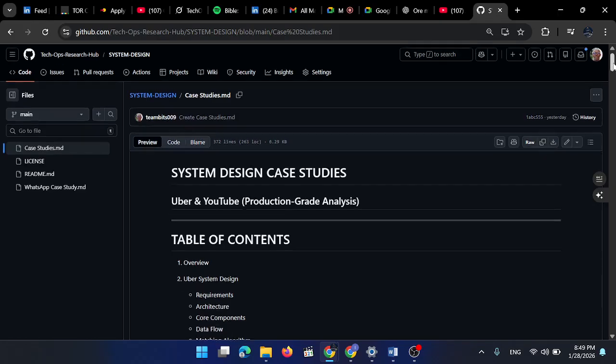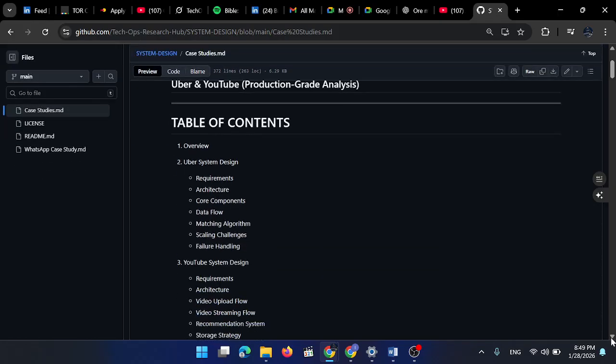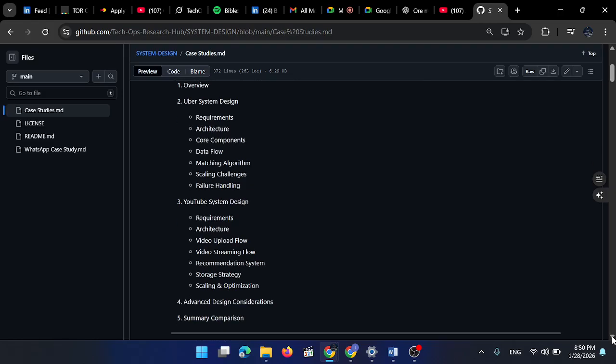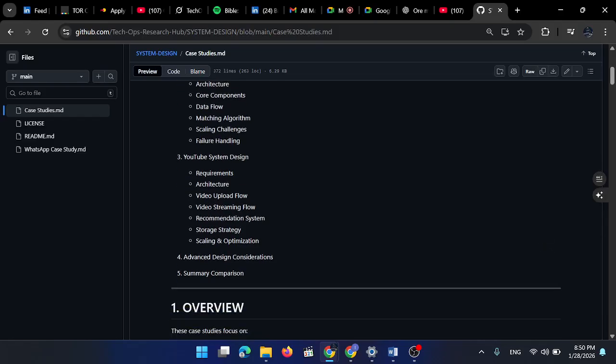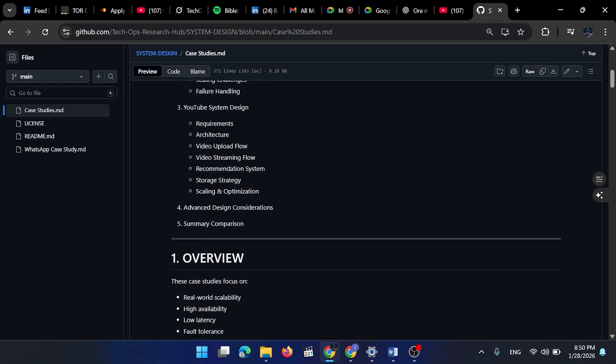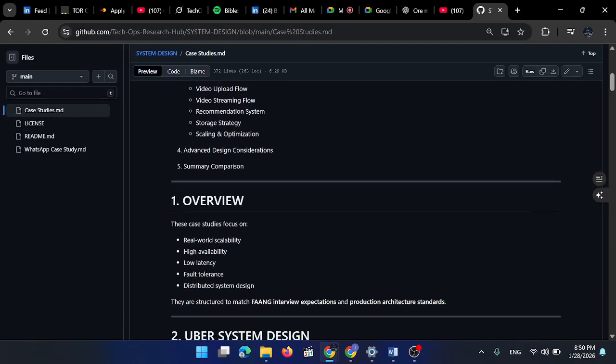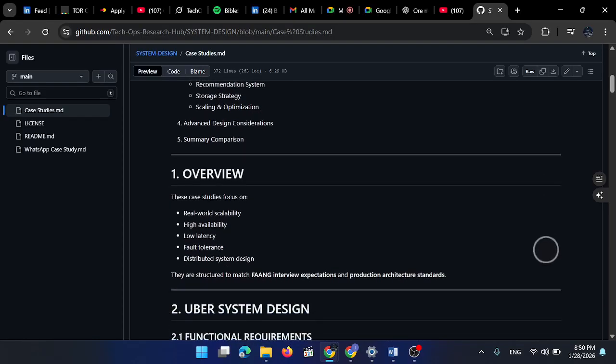Let's go through the table of contents first of all. From the overview bit of it, we have Uber system design. Here we have requirements, architecture, core components, data flow, matching algorithm, scaling challenges, and failure handling. Then we go to YouTube system design, where we have requirements, architecture, video upload flow, video streaming flow, recommendation system, storage strategy, scaling and optimization. Then we have advanced design consideration and then summary comparison.